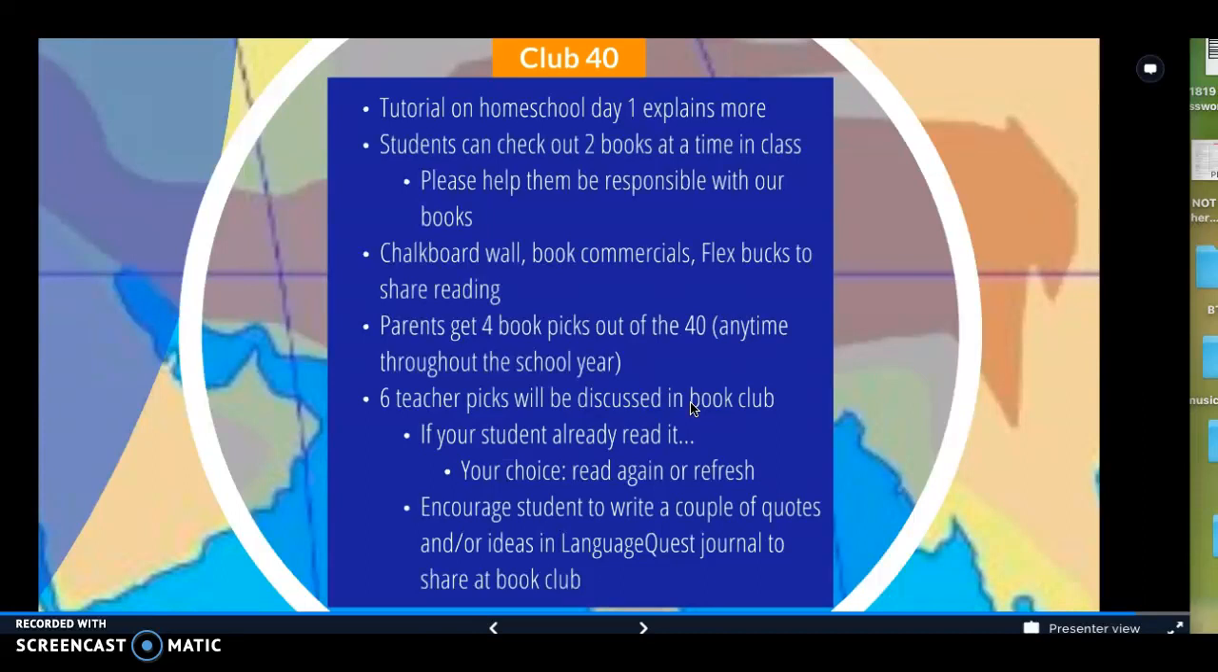The 6 teacher picks will be discussed in the book club, so you'll get 1 per unit. This first unit, it's either Charlotte's Web for 3rd, Cricket in Times Square for 4th, and Black Stallion for 5th. And you just need to be done with that by the last week of the unit when we have book club. You can read it at your own pace.